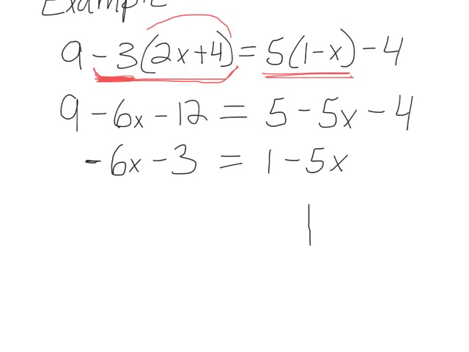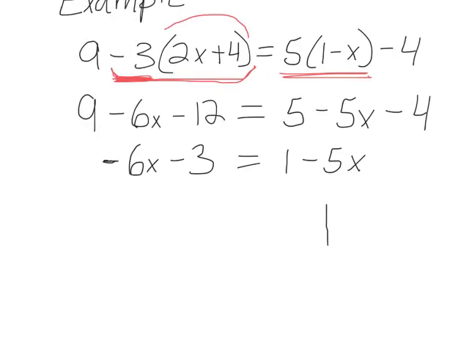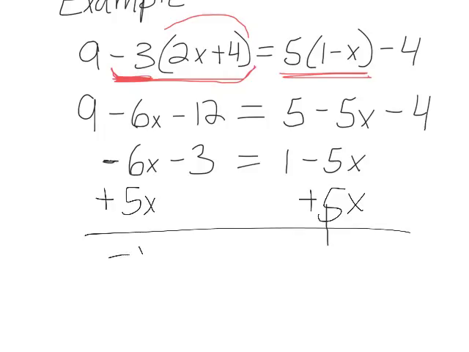Okay, let's try this. Okay, now what we're going to do is add the 5x to both sides to get rid of it over there on the right-hand side. So we add 5x. Okay, and that's going to give me a negative x here. We still have the negative 3 equals 1, but we lose all of the 5x. So all the x has been moved to one side, okay?